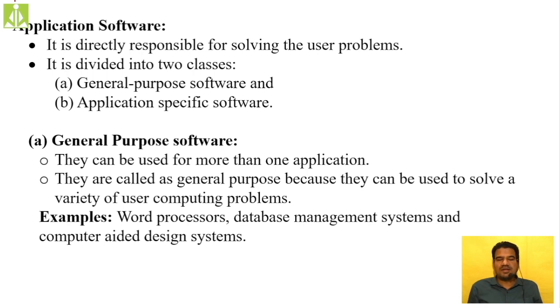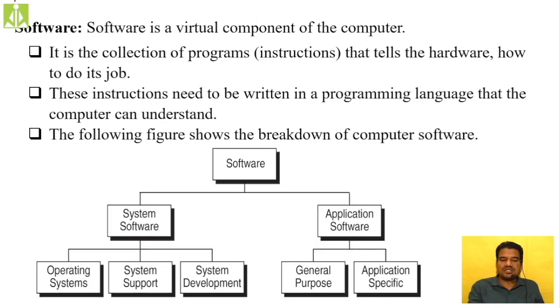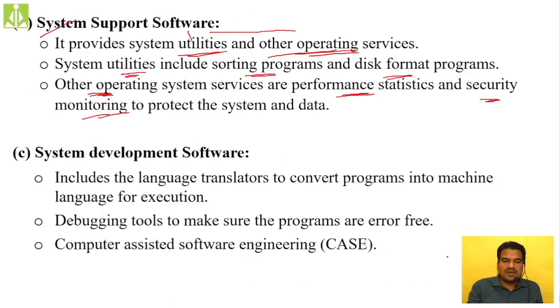So application softwares are again divided into two types: general purpose and application specific. See, over here we have seen the categorization. Software is first of all divided into two types, system software and application software. System software into three types: operating system, system support, system development. All these things we discussed. Now application software, we have general purpose and then we have application specific. So these two things we have to discuss.